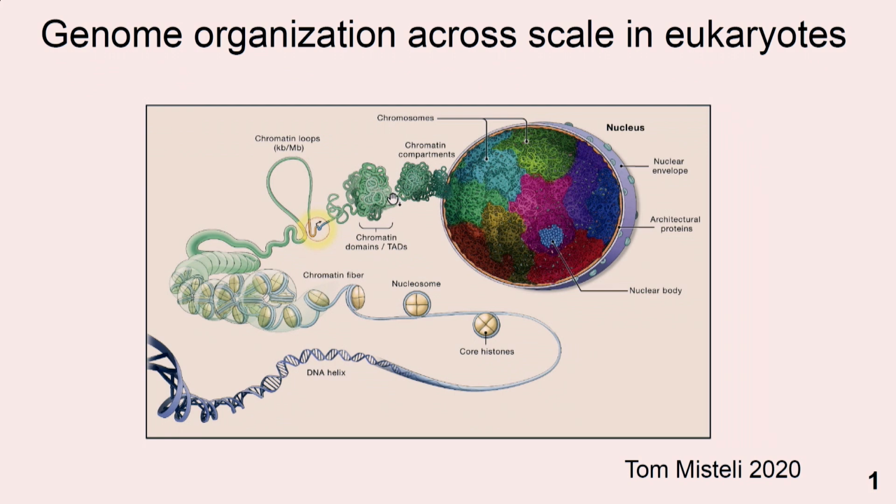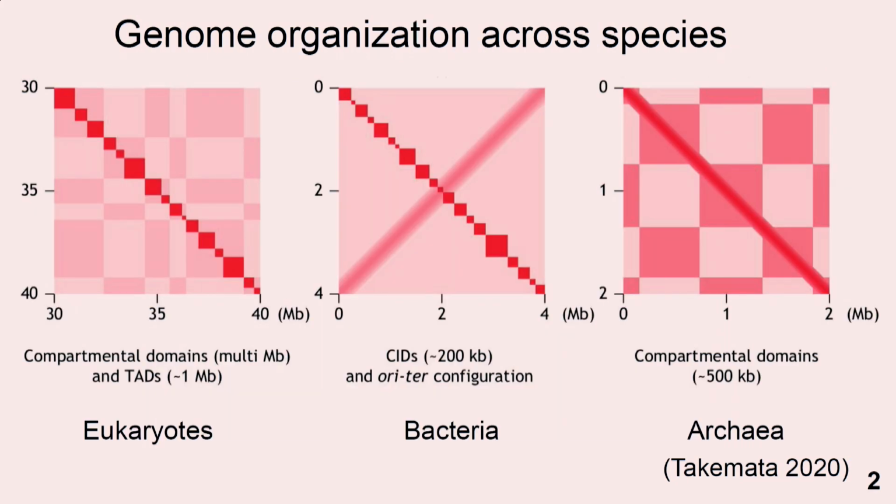Here, two possible organizations are proposed, and it's often very difficult to disentangle them. One is the topologically associated domains, which are proposed to be formed by loop extrusion models, and the other is the compartments, where heterochromatin and euchromatin occupy different compartments. But if you look across species, you see some signature differences.